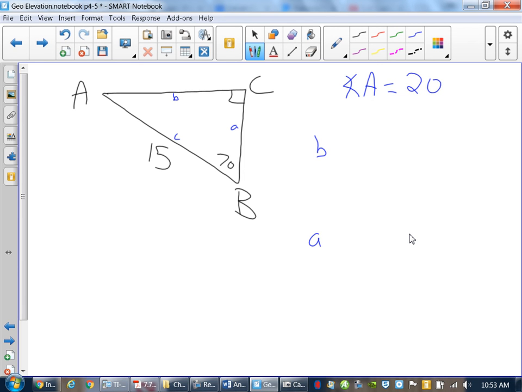Now, what angle are you given? 70. I'm given the 70, which makes B the opposite. What trig function am I going to use to find B, knowing that 15 is the hypotenuse? Sine. So the sine of 70 is my opposite over hypotenuse. Just multiply over.